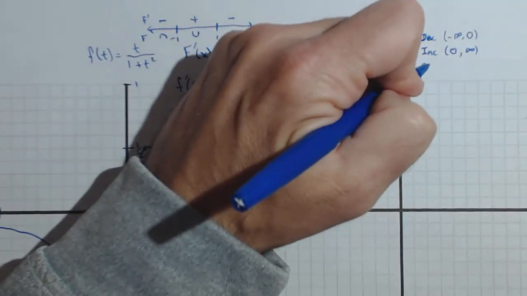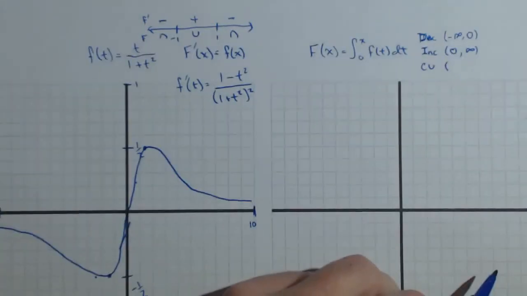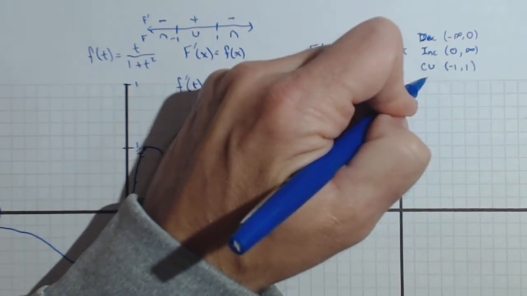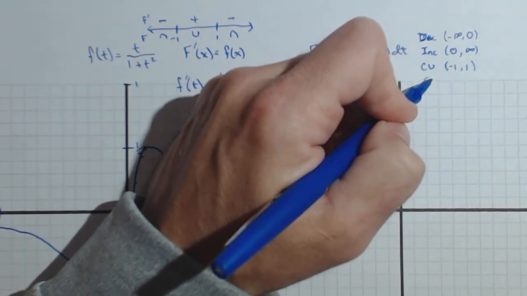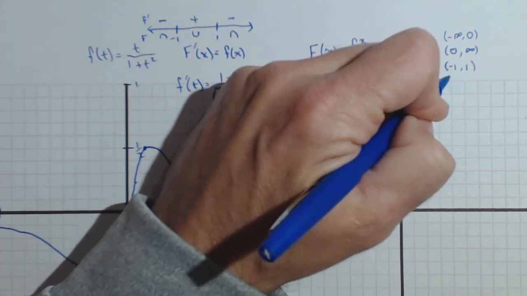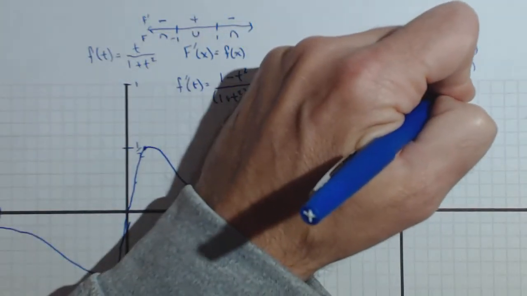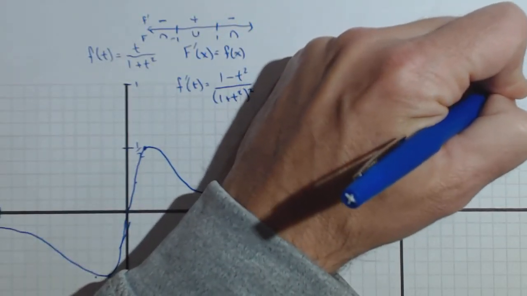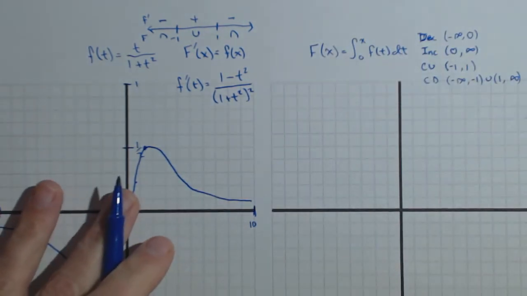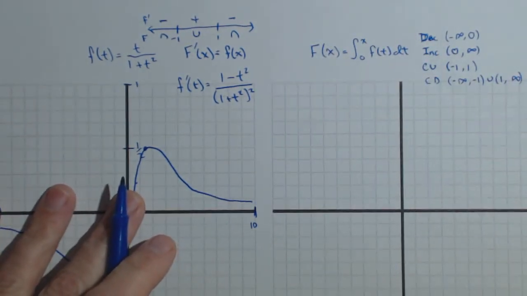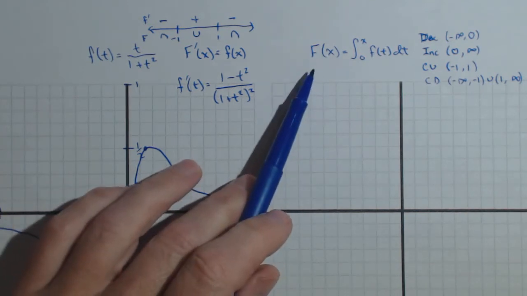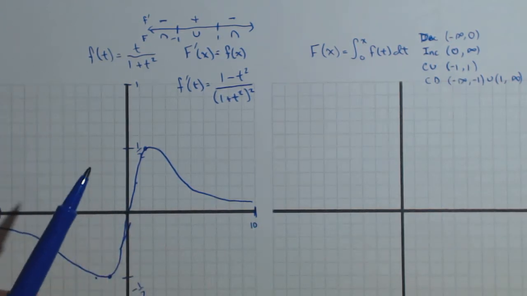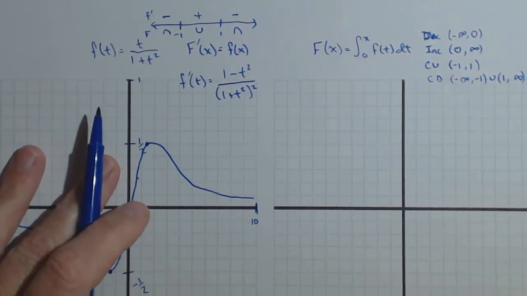So for our function, it's going to be concave up on the interval negative 1 to 1, and concave down on the interval negative infinity to negative 1 and 1 to infinity. So we already have a pretty good idea of what's going on with this function capital F of x. Now, the next thing we're asked to do is use technology appropriately to calculate a couple of values.